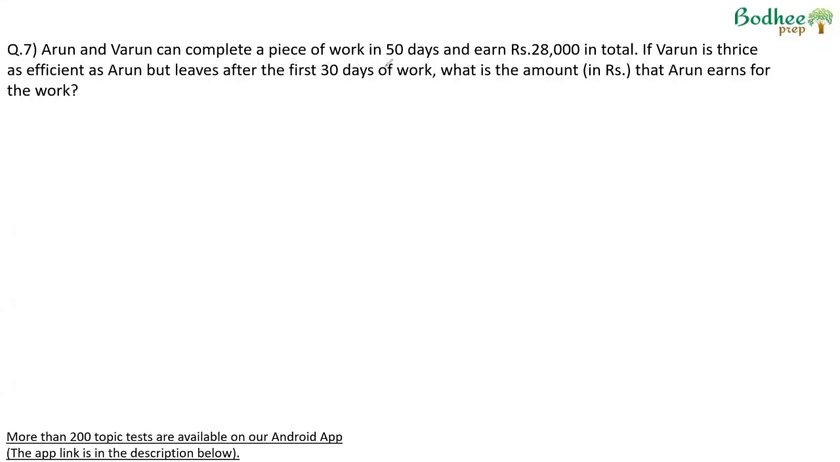Arun and Varun can complete a piece of work in 50 days and earn 28,000 in total. If Varun is thrice as efficient as Arun but leaves after 30 days. Varun is thrice as efficient as Arun. So suppose Arun does 1 unit per day. Varun is thrice as efficient, so should be doing 3 into 1 units per day. Varun leaves after 30 days. So Arun has worked for 50 days, and therefore we'll do 50 into 1. That is 50 units.